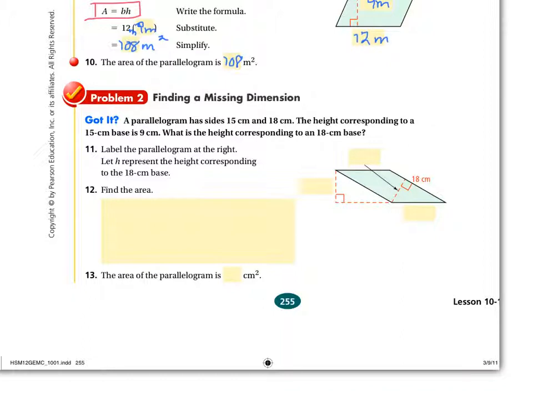And then look at example 2. A parallelogram has sides of 15 and 18. And so here's the side of 18. Where's the side of 15 going to go? Right, so this right here would be the other side of 15. So your 15 centimeters is going to go here. The height corresponding to a 15 centimeter base is 9 centimeters.